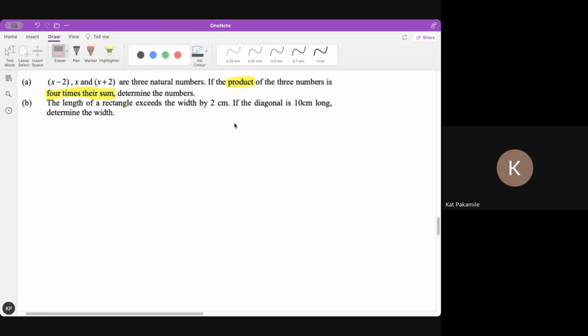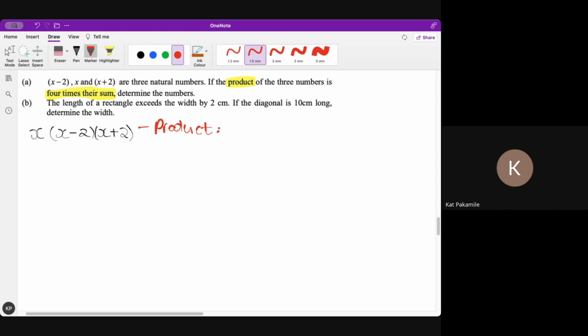Okay. So let's see. What does product mean? What operation are we working with when we speak about the product here? Multiplication. That's true. So if the product of the three numbers is x times x minus 2 times x plus 2, that's their product. You guys agree, ne? I'm actually going to label this product. Is 4 times their sum.